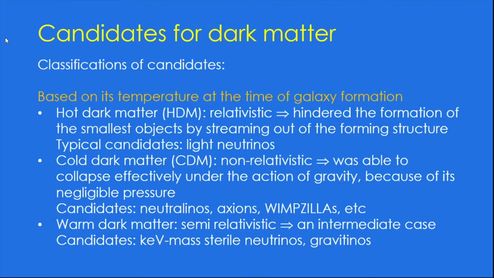Cold dark matter, on the other hand, was non-relativistic at the time of galaxy formation, and thus was able to collapse effectively under the action of gravity because of its negligible pressure. Examples of candidates are neutralinos, axions, WIMPs, etc. Warm dark matter is an intermediate case between hot and cold dark matter. It is semi-relativistic at the time of galaxy formation, and examples are keV mass sterile neutrinos, gravitinos, and maybe other particles.